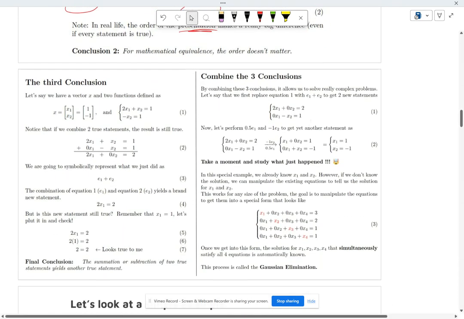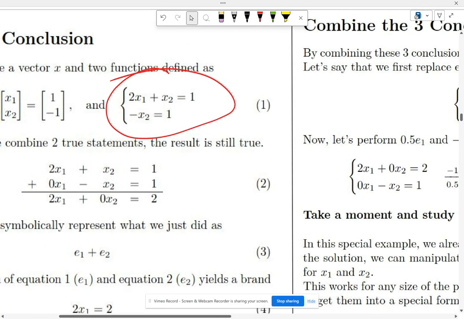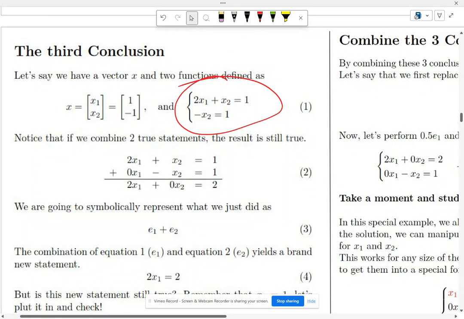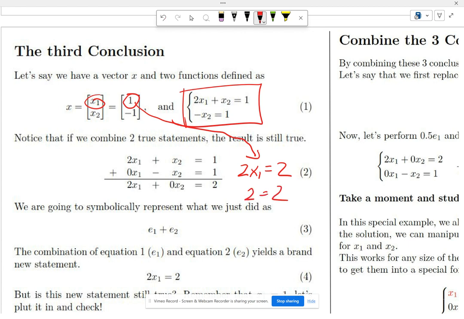The third conclusion that we'll come to is that if you have 2 statements, the same two true statements that we talked about, the combination of 2 true statements, the result is still true. So let's try it. We're going to add them together. So 2x1 plus 0x1, that's 2x1. And then we're going to add these together, which is 2x2. So now that leads us to a new statement. 2x1 is equal to 2. If we plug x1 in here, is it still a true statement? Yes, 2 is equal to 2. So, still a true statement.